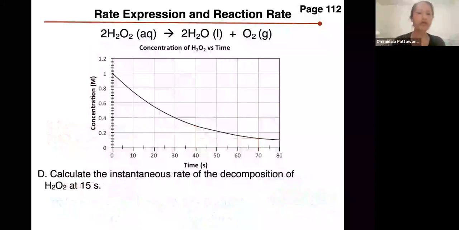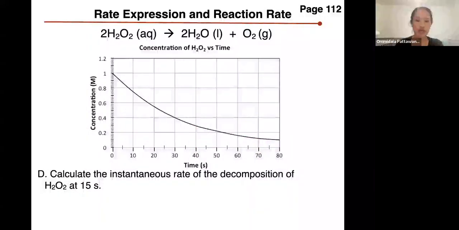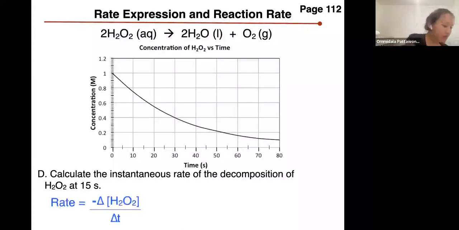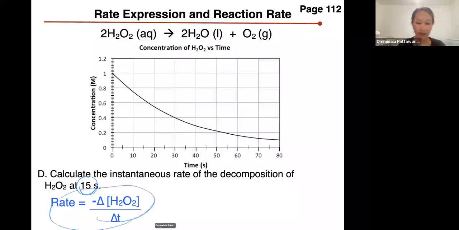All right, let's take a look at D. Calculate the instantaneous rate of the decomposition of hydrogen peroxide at 15 seconds. In this case, you probably notice that the average rate gives you a range of time, but the instantaneous rate gives you only that specific time. For example, it's giving you this specific time right here, 15 seconds. So we are going to use the same rate expression to help us calculate this. I'm not changing the rate expression at all. I'm doing the same thing.